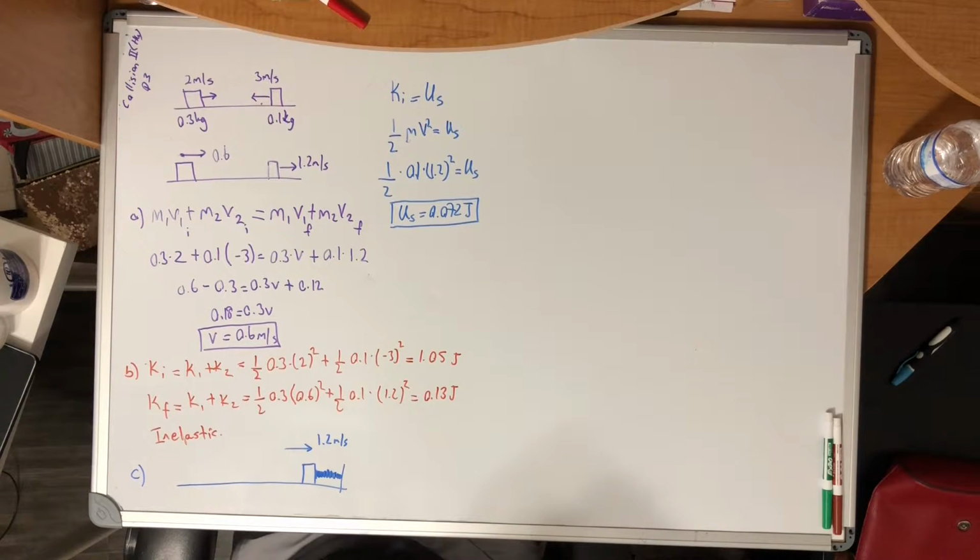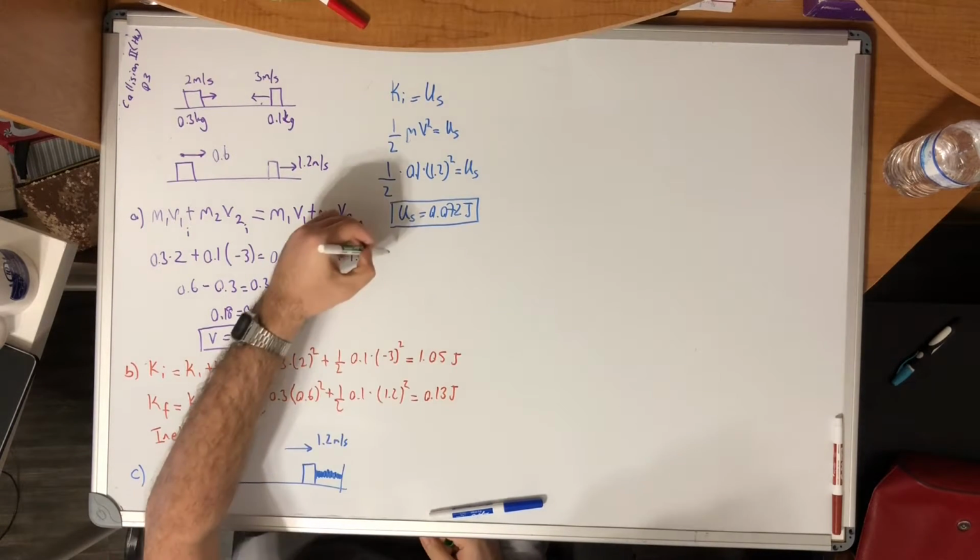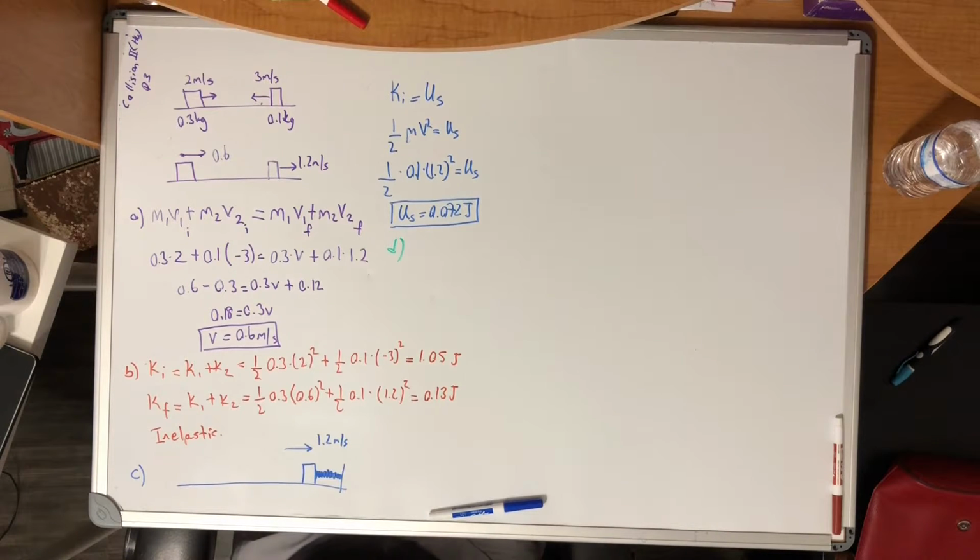And in part D, which color should we use? Green. In part D, they are simply asking for maximum compression of the spring is 0.1 meters.